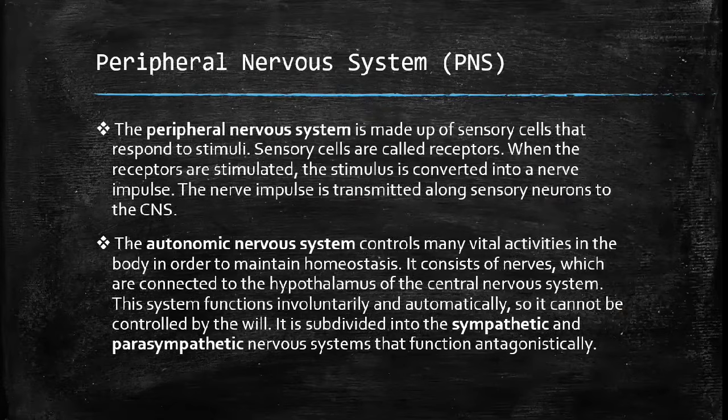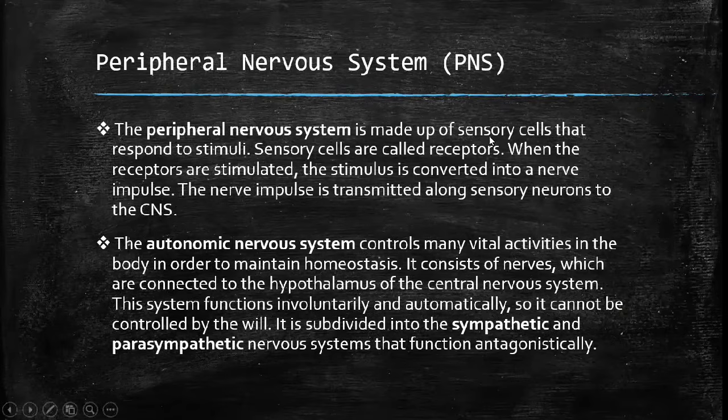The peripheral nervous system is all the other nerves that are on the periphery of your body. They're not at the center of your body. The periphery is away from the central part of the body. Remember, your spinal cord and your brain are the central part of your nervous system.